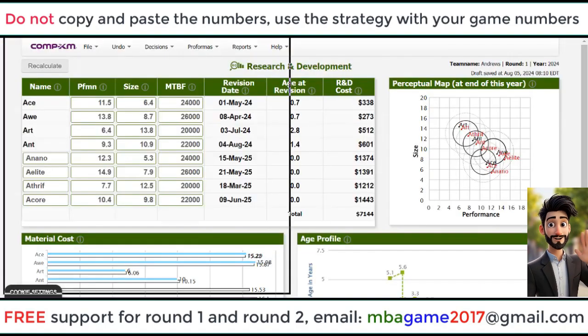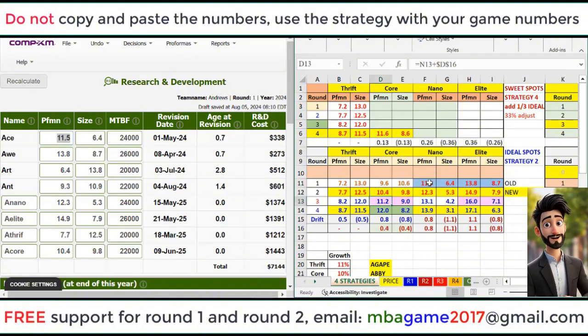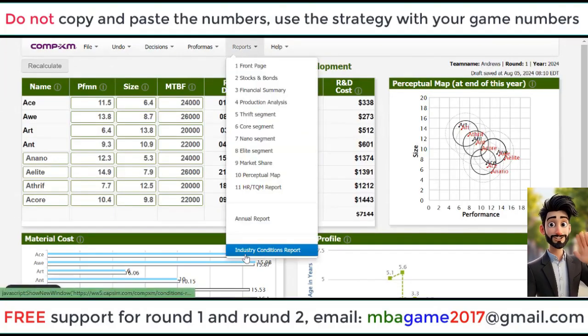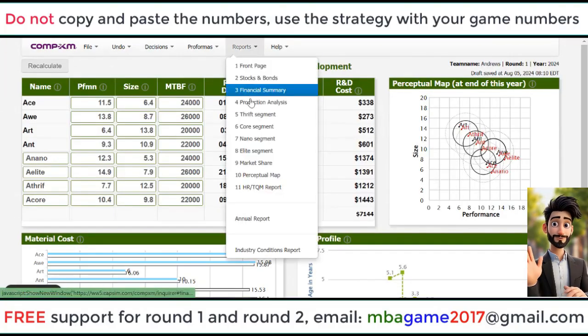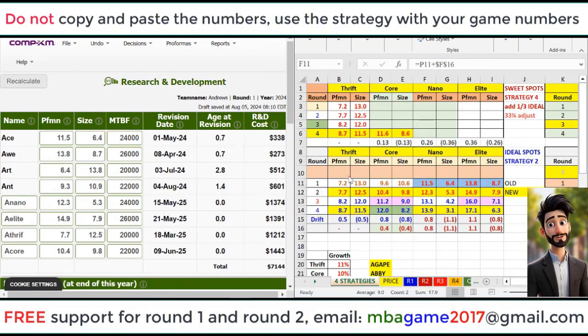Tip 4. Update R&D specifications. Once you've identified each product segment, go to the R&D department to update the specifications, performance and size, so they align with each segment's ideal position. Use the perceptual map and update your products accordingly. If your product is too far from the ideal, your customer demand will drop. Remember, the earlier you reposition your products, the stronger your long-term performance will be. Launching an updated product in Round 1 allows you to double your sales in future rounds.